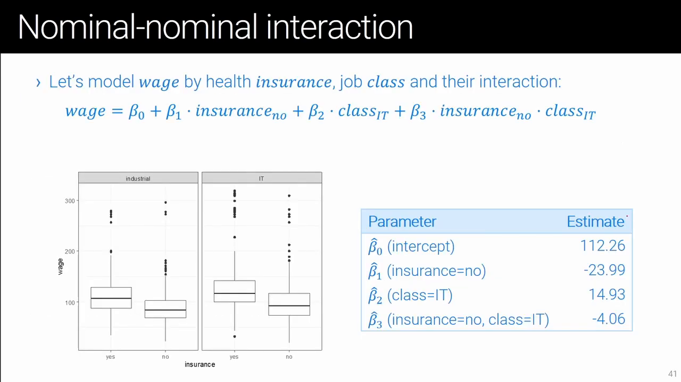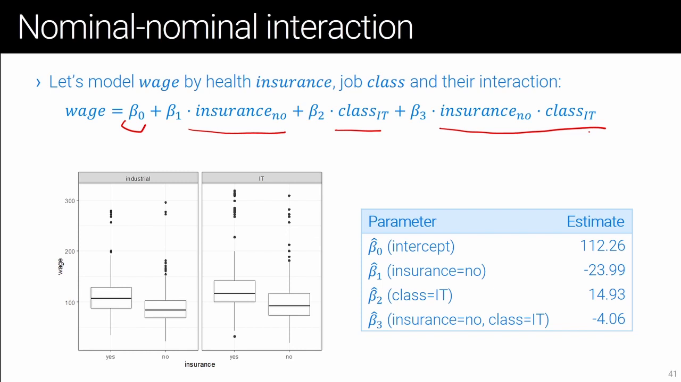So in this case, we're going to try and model again the salary of employees based on two predictors, whether they have health insurance or not, and their job class. And specifically here, the job class could be industrial or IT. What does the model look like? Well, we know we have the intercept, beta 0, that's always in there. And now we have one dummy variable for insurance equal no. That's beta 1. Then we have another dummy variable, class IT, for the case of job class equal IT. And then we have the third dummy variable that is modeling the interaction, insurance no, class IT.